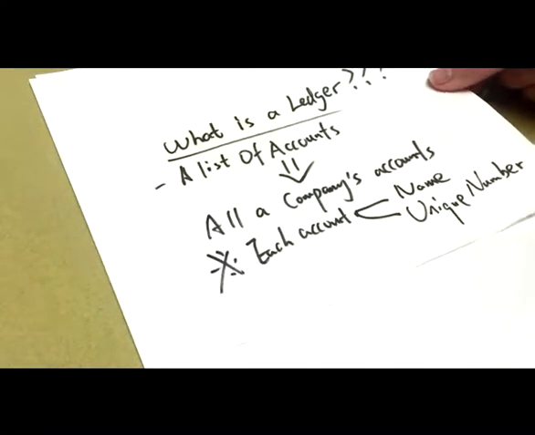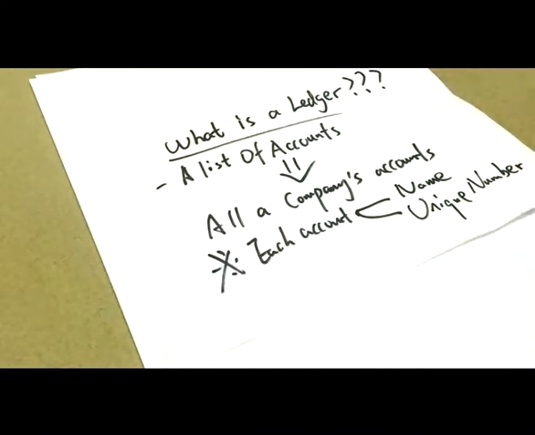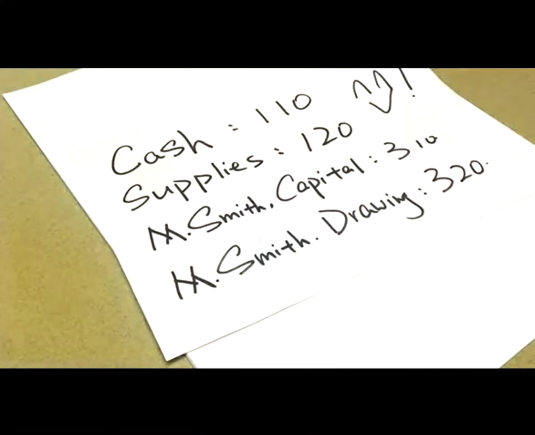So after knowing the definition of a journal, let's talk about the ledger. What is a ledger? It is a list of accounts which records all of a company's accounts. Each account has a name and a unique number. Here are some examples. Cash is 110. Supplies is 120. M. Smith's capital is 310. M. Smith's drawing is 320. If you don't know about this, don't worry, I will tell you.